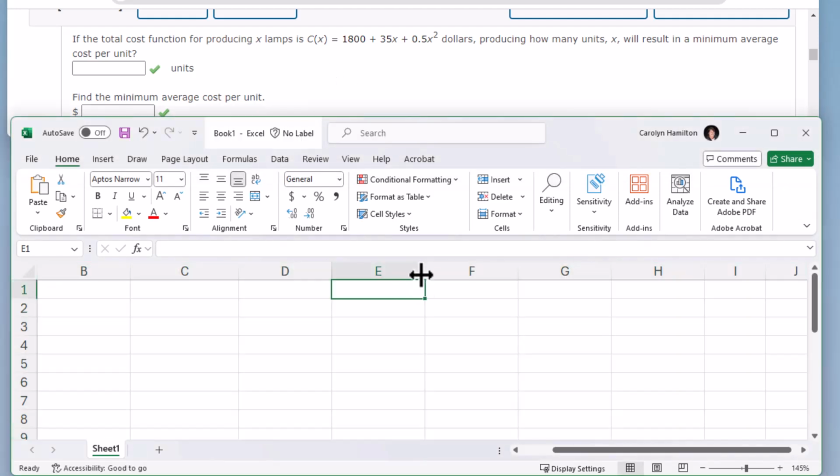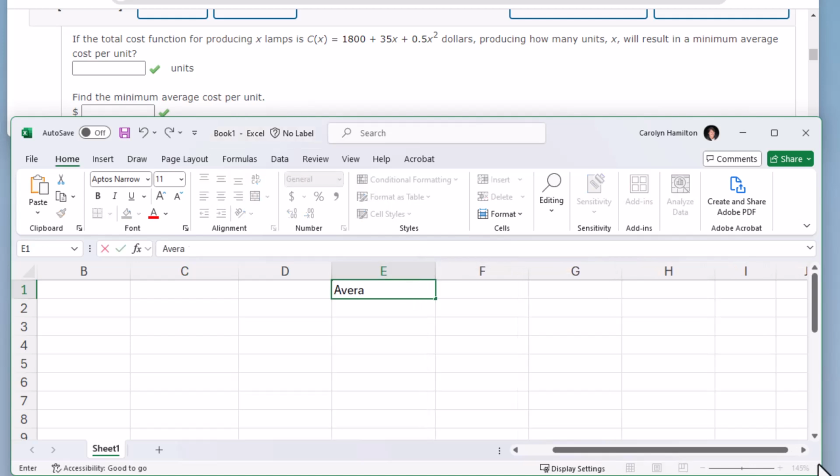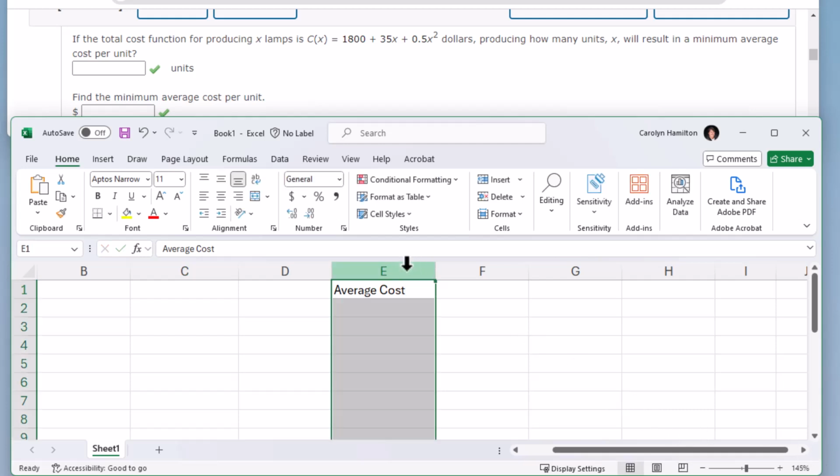So I'm going to do a little bit of backwards thinking here. I want to find average cost, and I want to have that column, so I can look down that column and find the smallest one. And then this, it's the equivalent of taking notes. I just want to do some typing.